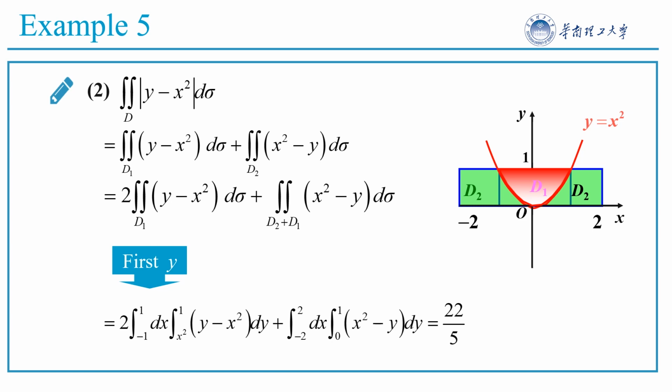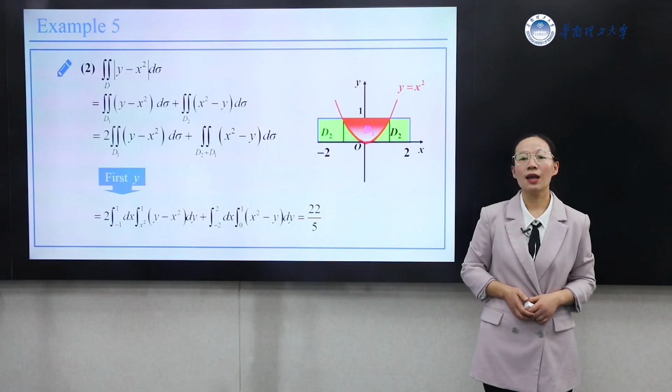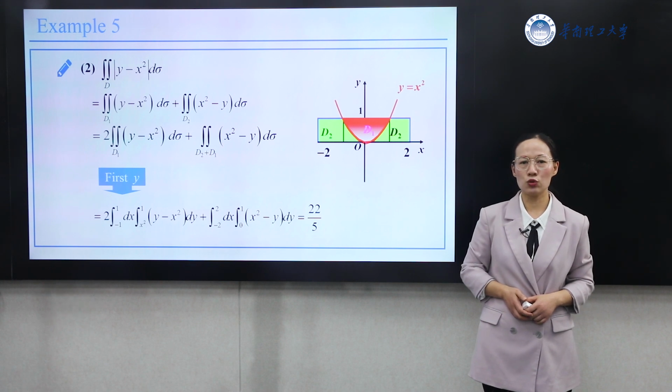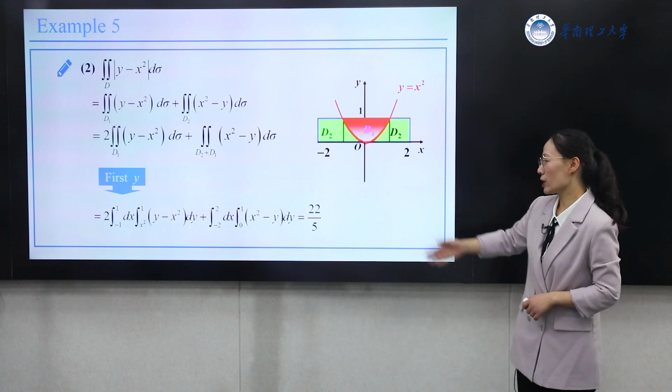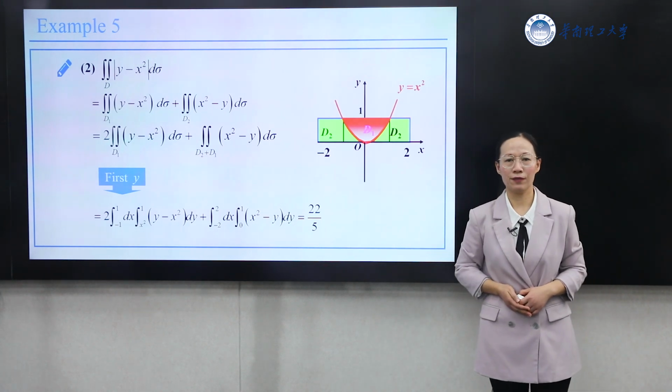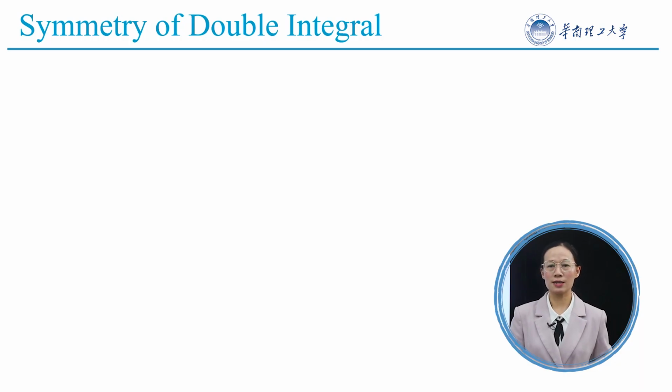That is, first integrate with respect to y. As to the first integral, y is from x squared to 1, x is from -1 to 1. As to the second integral, y is from 0 to 1, x is from -2 to 2. The final result is 22/5. Now we introduce the symmetry that is important in simplifying double integral calculation.